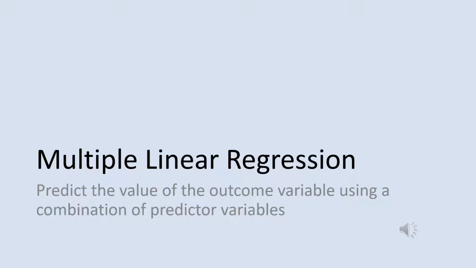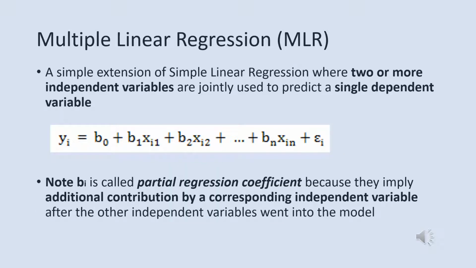So now we're going to talk about multiple linear regression. Basically, this is the same as simple linear regression, except that you're going to predict the value of the outcome variable using a combination of predictor variables. Multiple linear regression is an extension of simple linear regression, and you will use two or more independent variables that are jointly used to predict a single dependent variable.